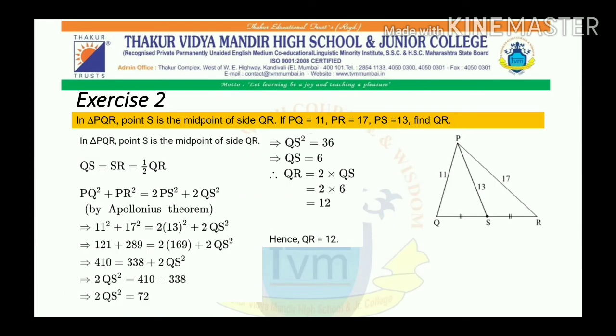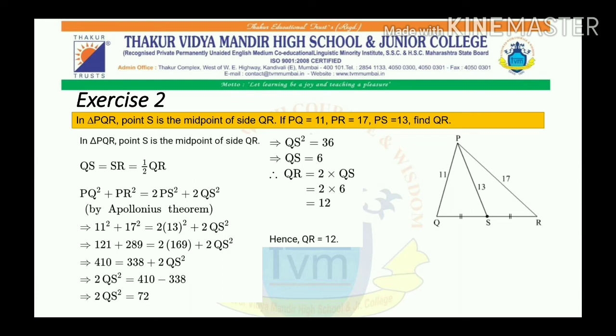Now, exercise based on Apollonius theorem. Exercise 2. In triangle PQR, point S is the midpoint of side QR. PQ is equal to 11, PR is equal to 17, PS is equal to 13. Then we need to find out QR. Just go through the solution.